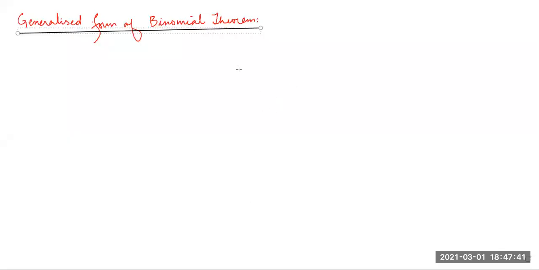Yes, so students, let's discuss the generalized form of the binomial theorem. Well, we know that we have a binomial expression (a + b)^n, which is equal to nC0 a^n b^0 plus nC1 a^(n-1) b^1, and then keep increasing the subscript with C, that is 0, 1 and nC2. Now keep decreasing a.